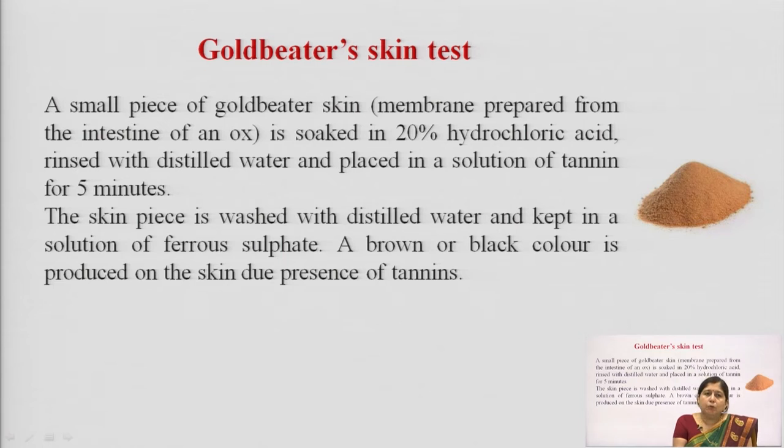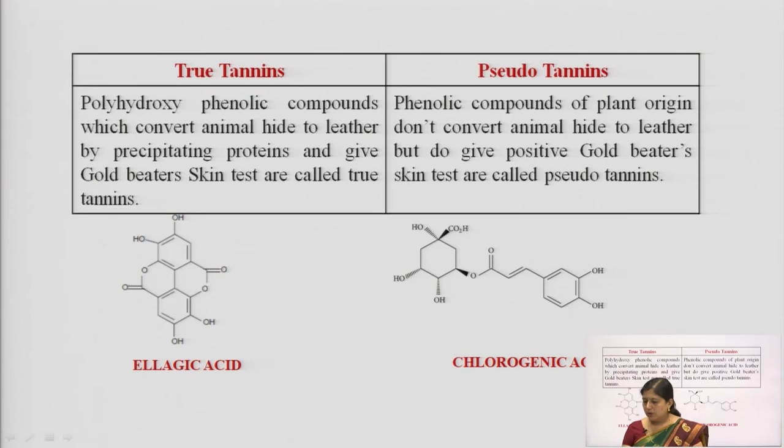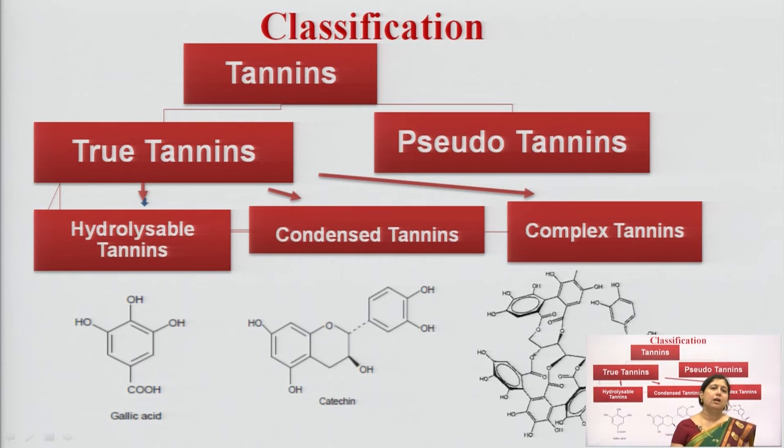After that, it is removed, washed again with distilled water and kept in a ferrous sulfate solution. As soon as we add the ferrous sulfate solution, the tannins present on the skin, because they have precipitated, react with the FeSO4 and give a blue or black color, showing the presence of the tannins. So, this is one test which tells us whether the tannins react with the animal protein or not. Now, we come to the classification, because this test helps as one of the bases for it.